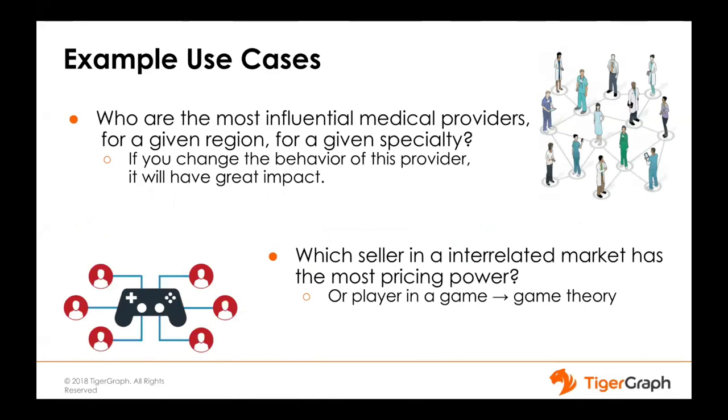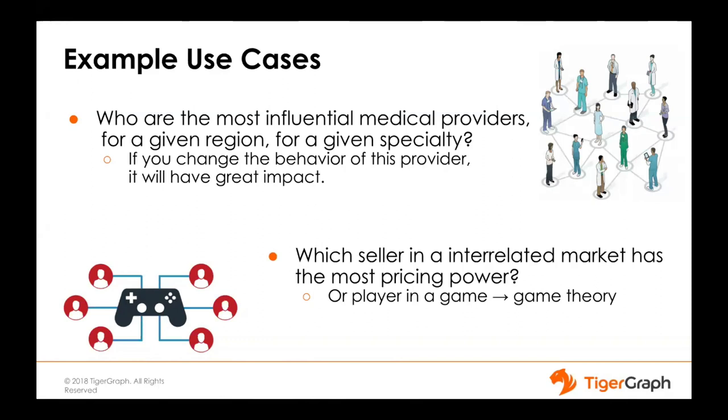Again, here are some more example use cases. Let's say you're trying to find the most influential medical provider for a given region, for a given specialty. Again, if you can change the behavior of that provider, it will have a great impact. Maybe that provider is doing a great job at great cost, and you want people to emulate that behavior. Maybe that person, though they're influential, is actually not using the latest best practices. Or maybe you are a drug provider and you want the market to adopt your new drug. So if you can change the behavior of this one person, that person's actions may be able to spread throughout the network.